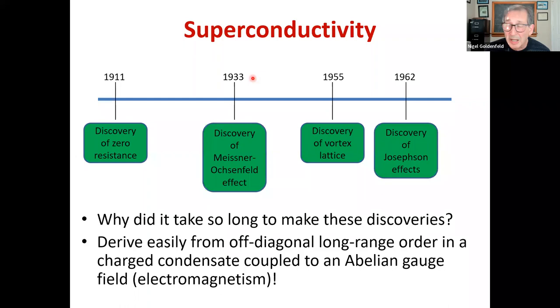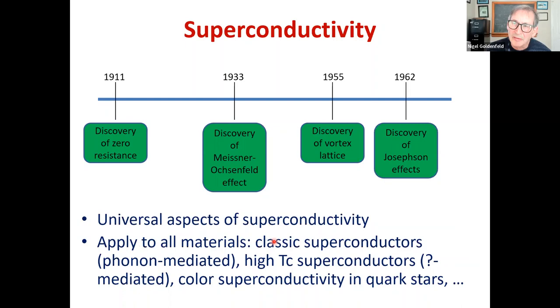In 1955, the discovery of the vortex lattice and type 2 superconductivity. 1962, the discovery of Josephson effects. Now, the question I want to ask is, why did it take so long to make these discoveries? All of these epiphenomena associated with superconductivity took half a century to discover, even empirically and theoretically, why. And it's even more surprising because when you teach a course on this, you can show very easily that all of these things follow in a few lines of algebra from the notion of off-diagonal long-range order coupled to an abelian gauge field. So the reason is that people approach superconductivity with the wrong level of description.